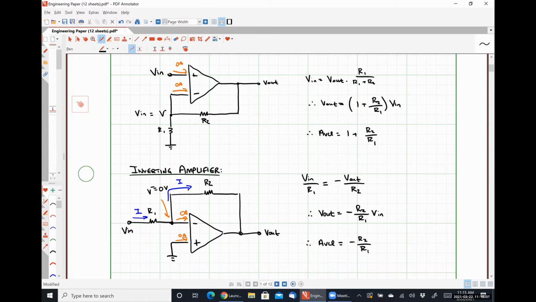Any questions on these three basic guys? All right, let's move along to the weighted inverting summer.